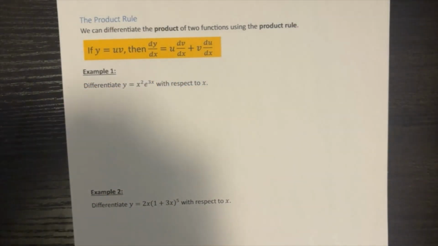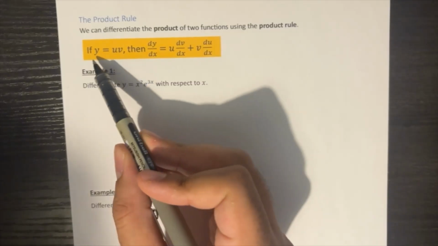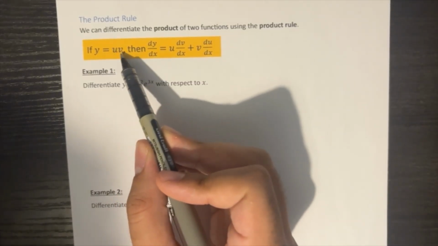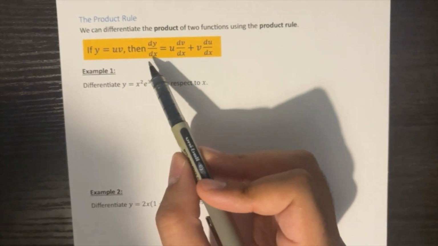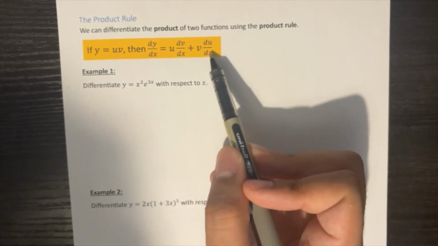In this video, we're going to look at differentiating when we have the product of two functions using something called the product rule. Now, our product rule states that if y is equal to uv, in other words, two functions multiplied together, then dy by dx is equal to u dv by dx plus v du by dx.